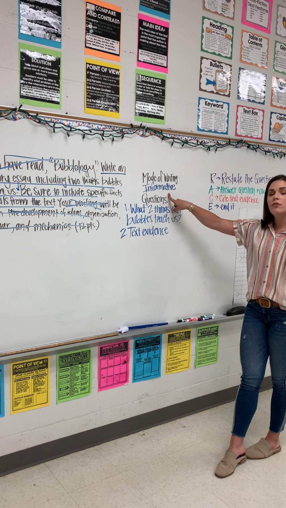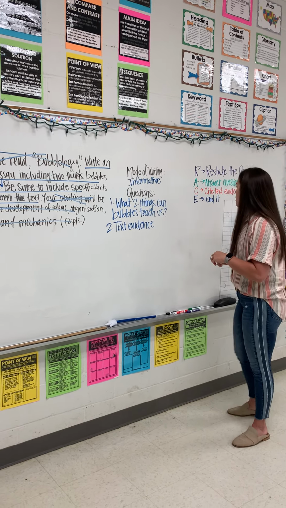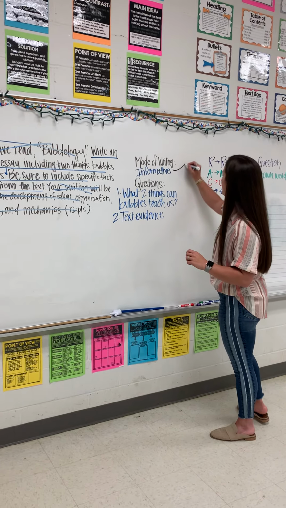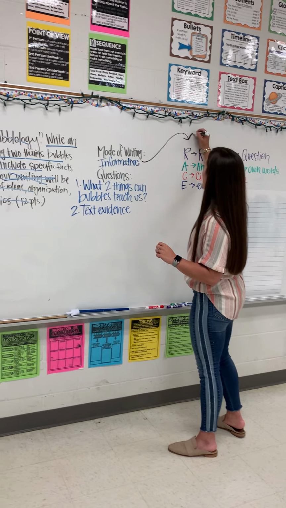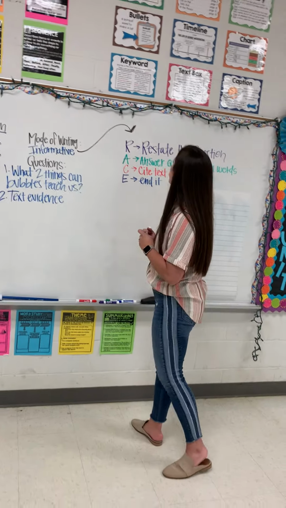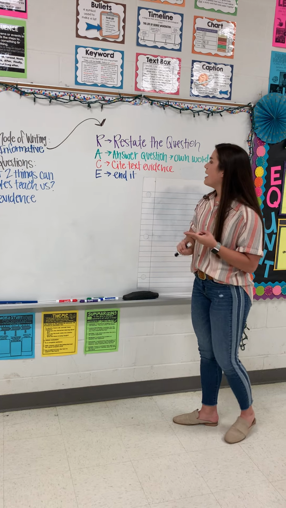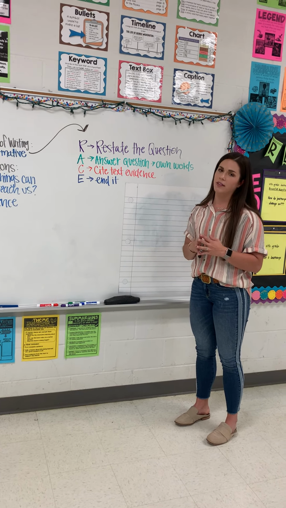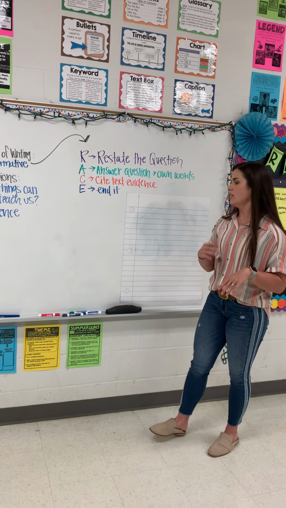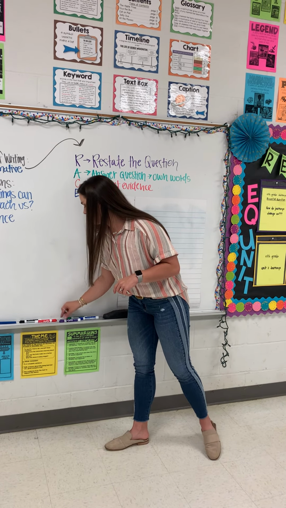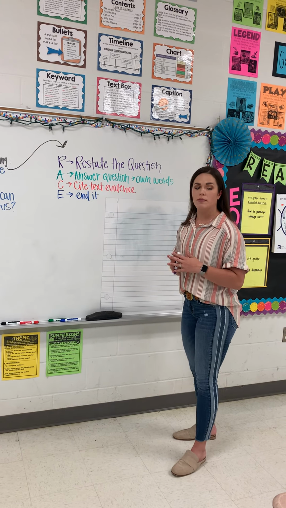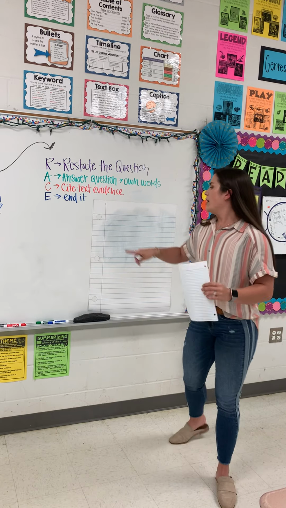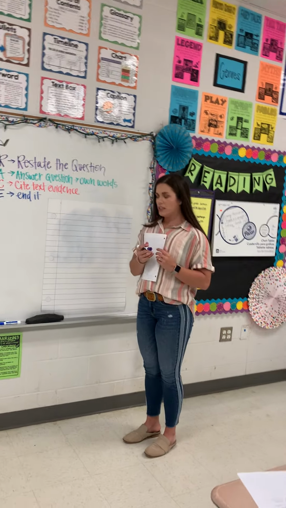Now, the mode of writing is informative, and we have a strategy that we use with informative writing, and it is RACE, okay? The R stands for restate the question, A is answer the question in your own words, C is cite your evidence, and E is end it. So what we're going to go ahead and do together is we're going to restate our prompt, and we are going to write our very first sentence or our introduction sentence to our writing.